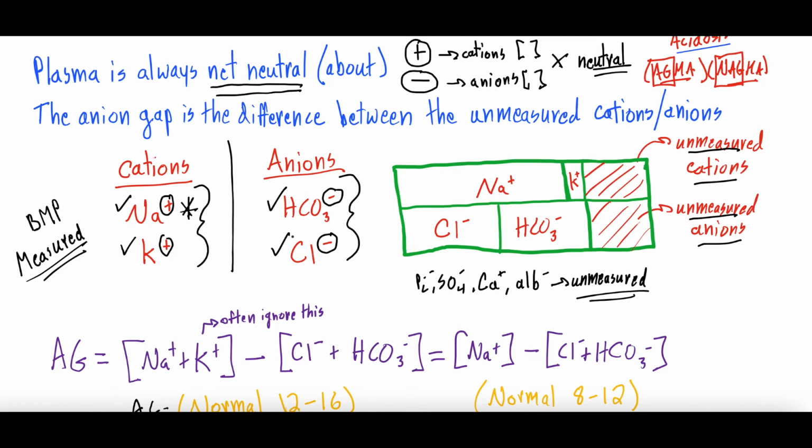But nonetheless, the anion gap is just a calculation. The lab isn't doing some fancy thing looking at all these unmeasured ones. The lab is literally taking the sodium and potassium and then subtracting the bicarbonate and chloride. We'll get into this a little bit more because they don't always look at the potassium.